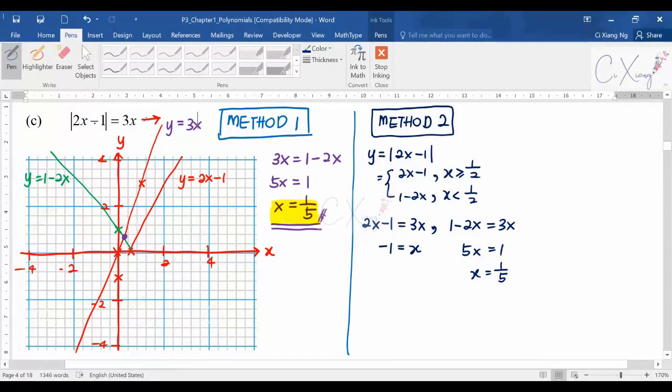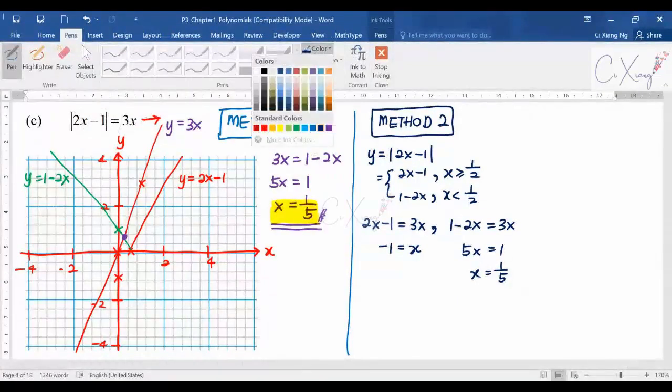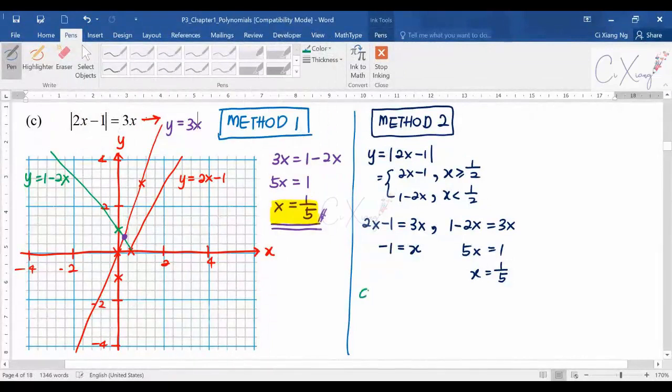So for this second part, you need to check which is the correct answer that you want to accept. So when x equals to negative 1, you put it into the left side equation. What is the left hand side equation? Modulus 2x minus 1, right?